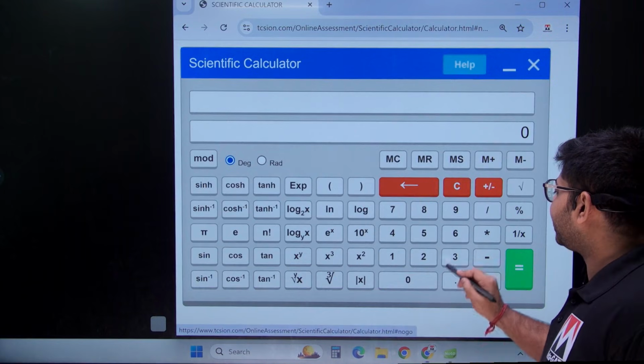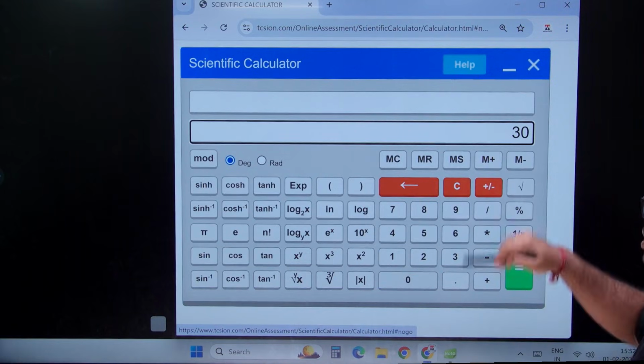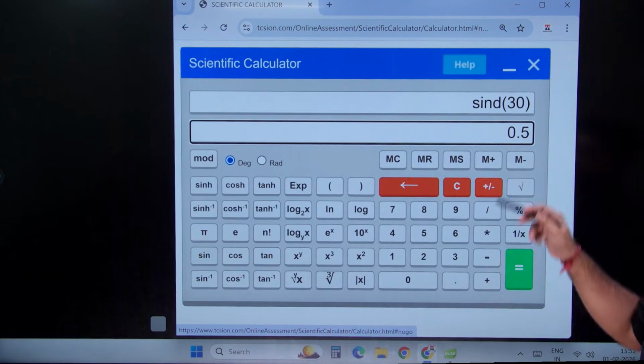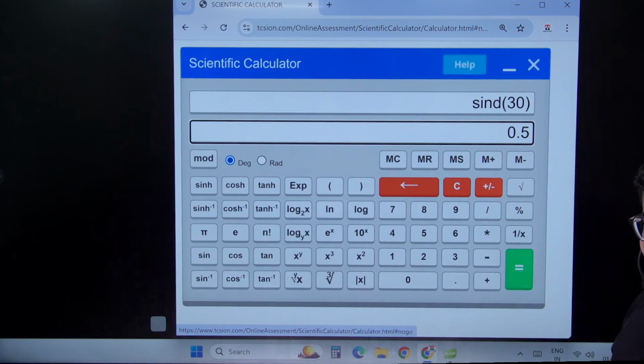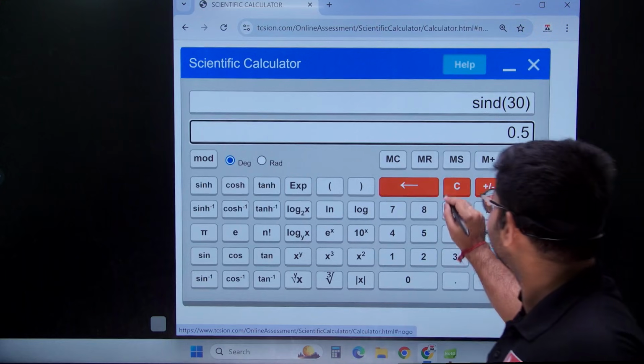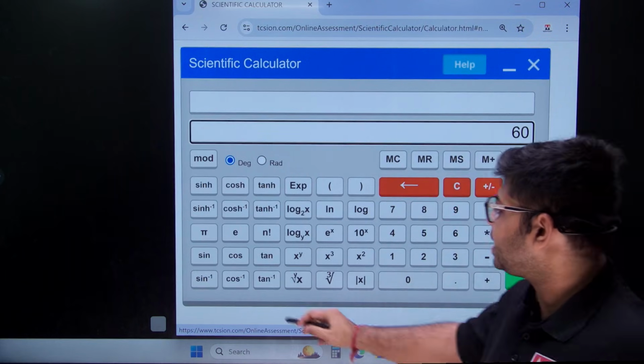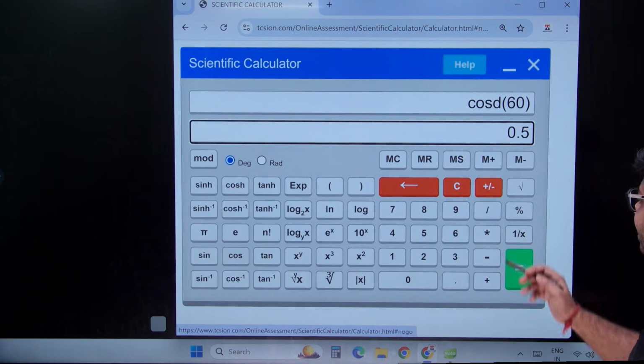Here, what you have to do is first put 30 and then select the sin function. So you see you are getting 0.5 here. This is sin 30. Similarly, if you want cos 60, the same thing: 60 and then click on cos. So you are getting 0.5.